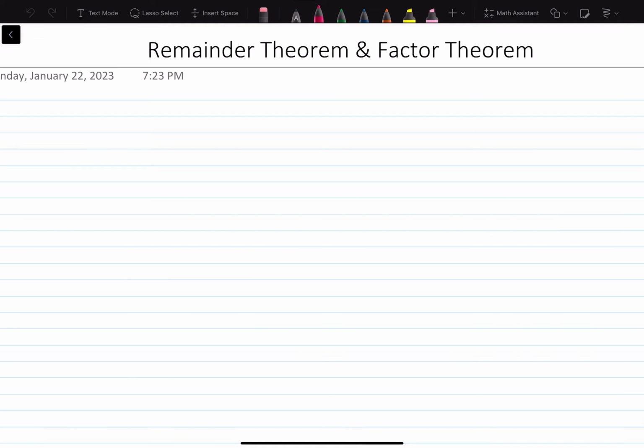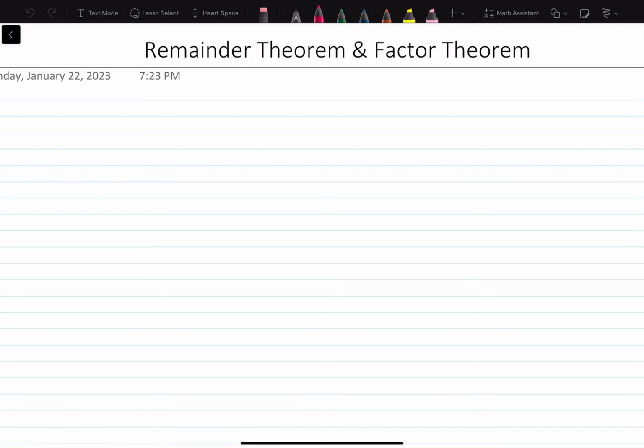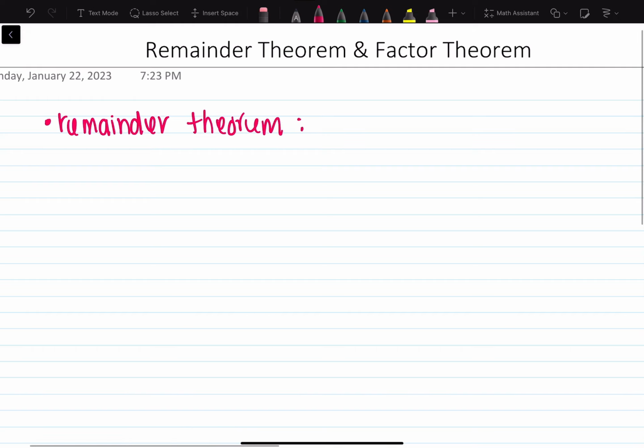So what is the remainder theorem? What does it say? We're going to go ahead and get started. So the remainder theorem tells us this. Sorry, I'm going to disconnect my iPad. Okay, much better. So the remainder theorem tells us this.